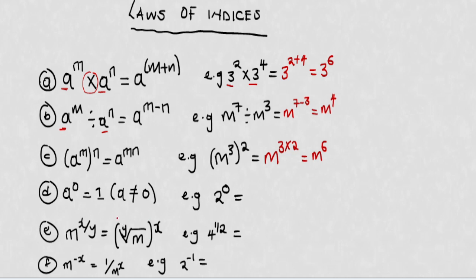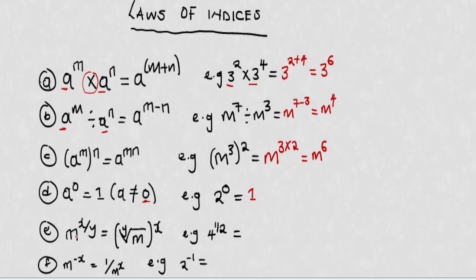The other law is when you have any number or letter that is raised to the power 0, the result will always be 1. Apart from that, the base should never be 0. Look at an example. 2 to the power 0 will just get a 1 here.